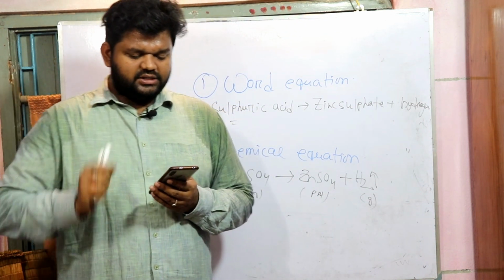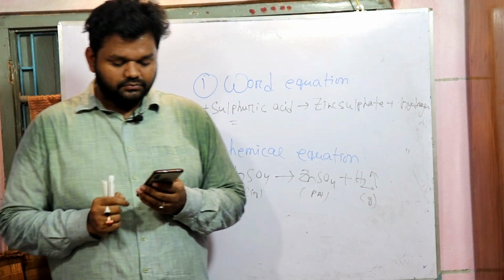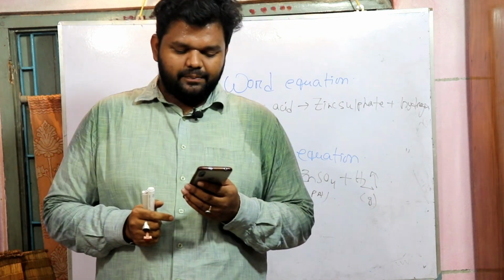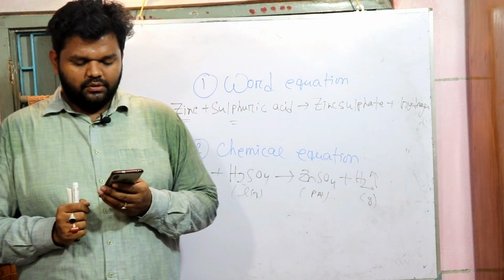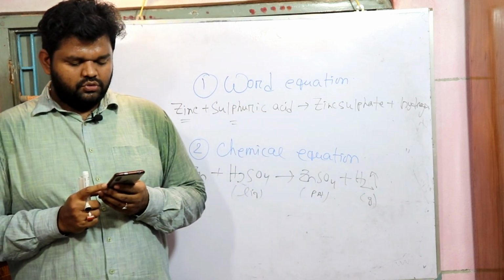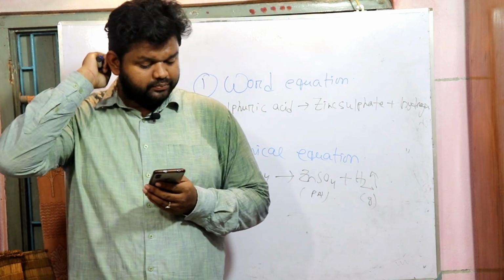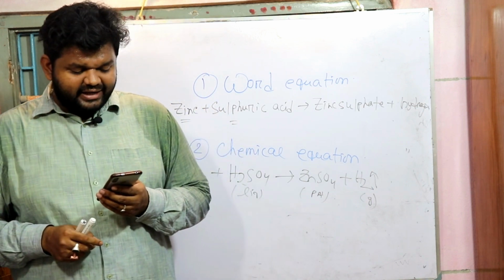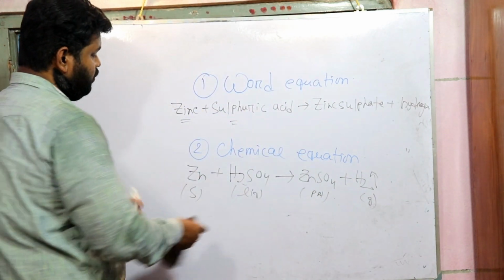The necessary conditions such as temperature, pressure, or any catalyst should be written on the arrow between reactants and products.